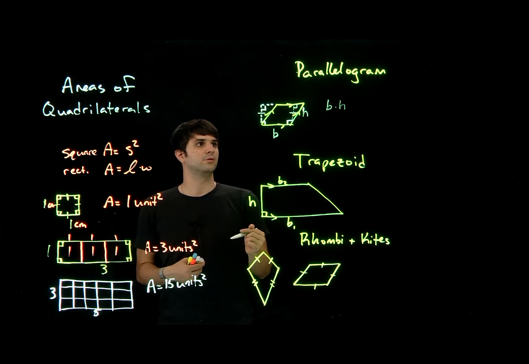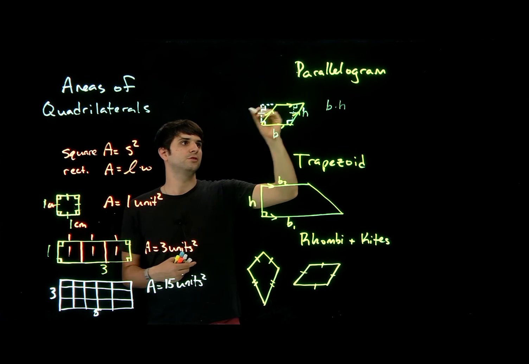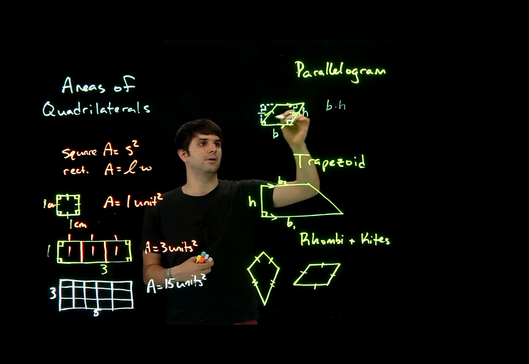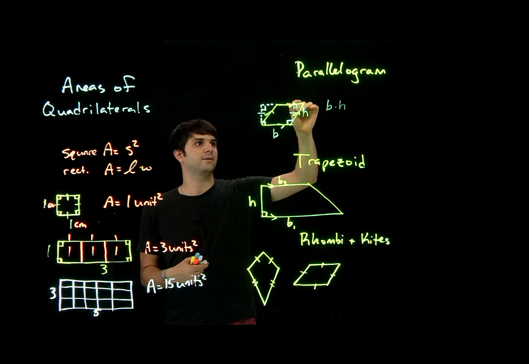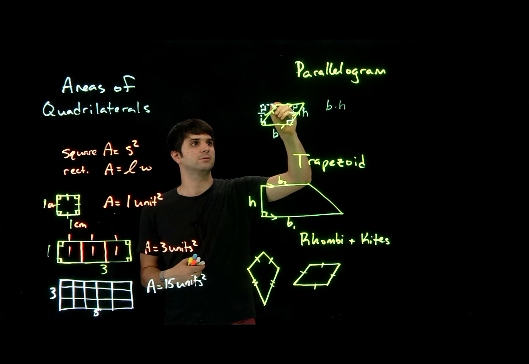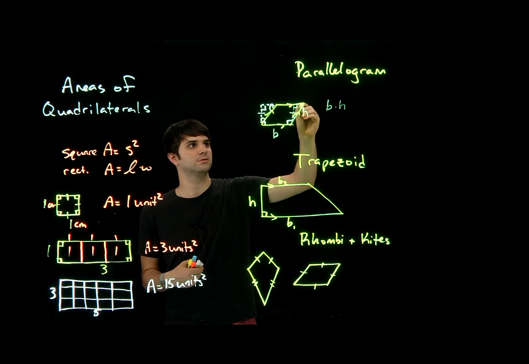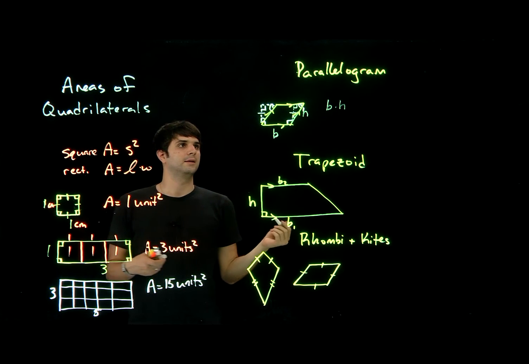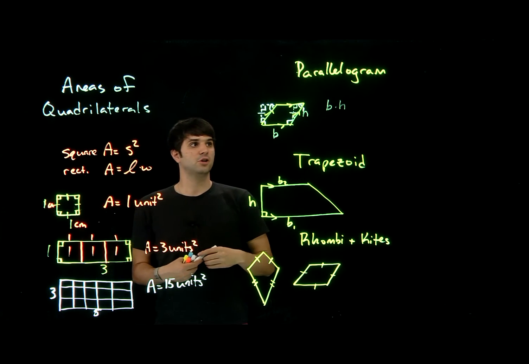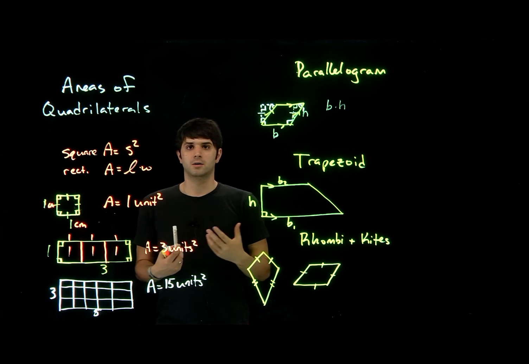So those are congruent. And we also know that these lines are parallel, so we know that these two angles, and these two angles, are going to be congruent. So these two triangles are congruent.